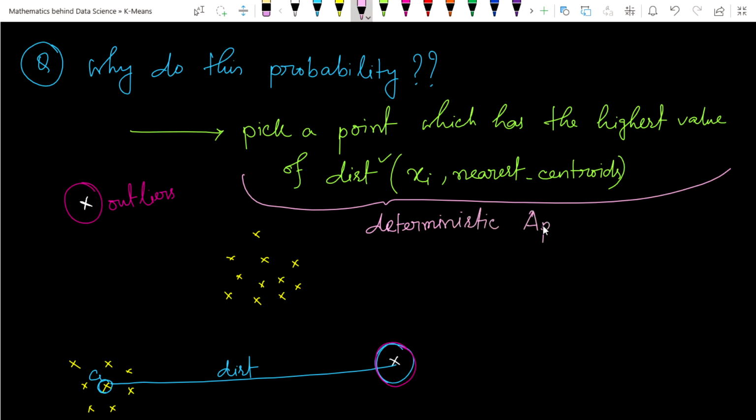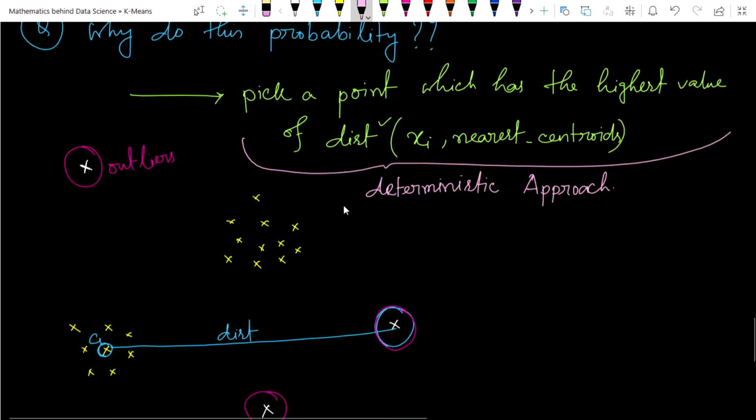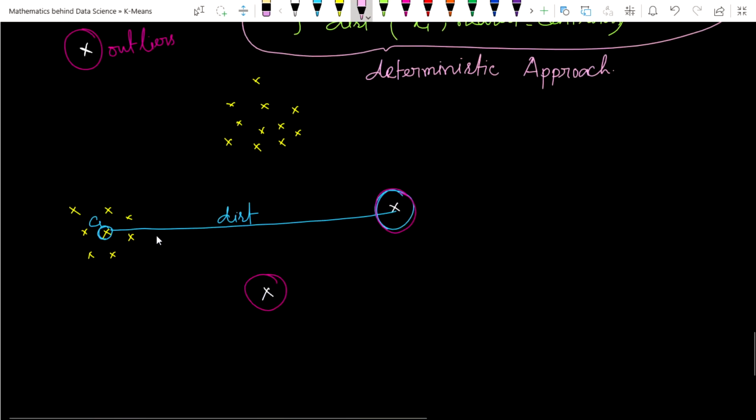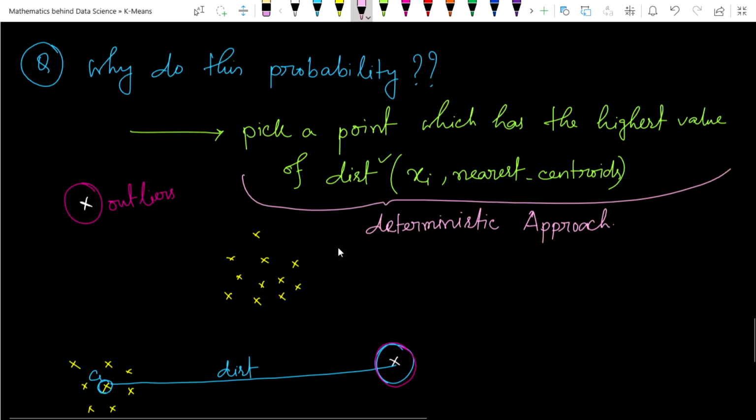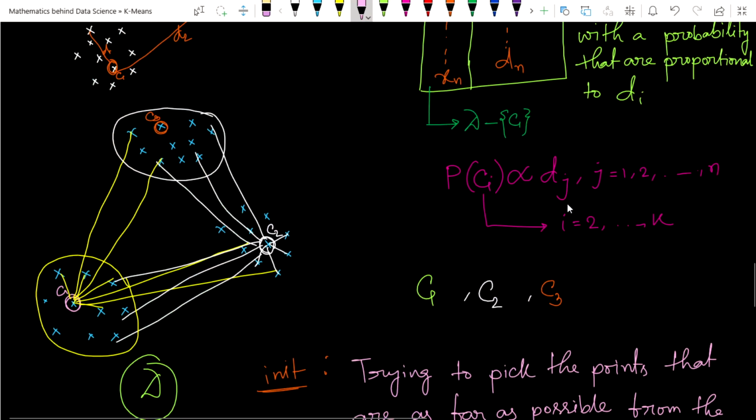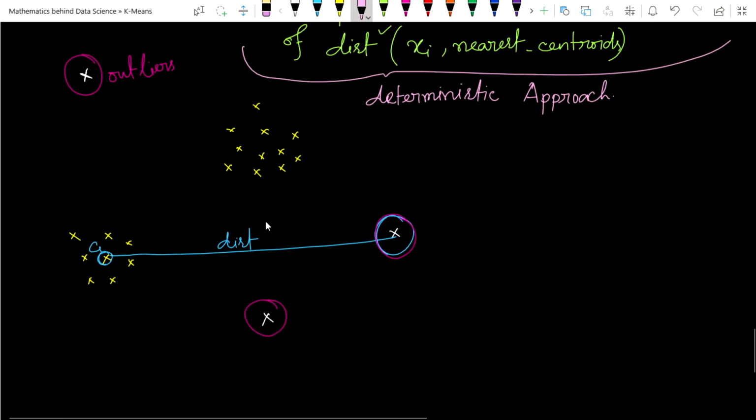These are the deterministic approach. If you use this deterministic approach, then the k-means algorithm is more outlier prone. To avoid this outlier, we will use the probabilistic concept.